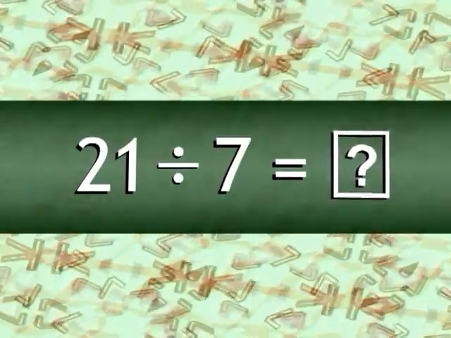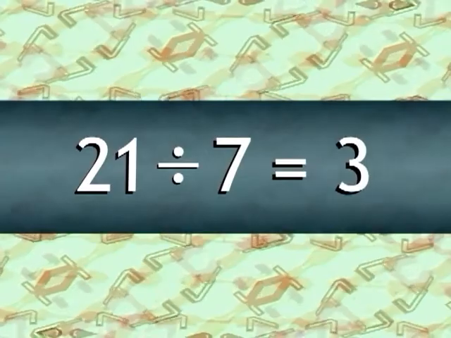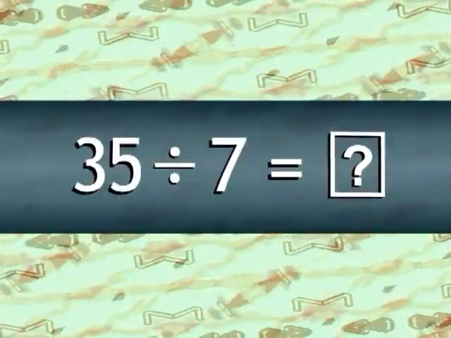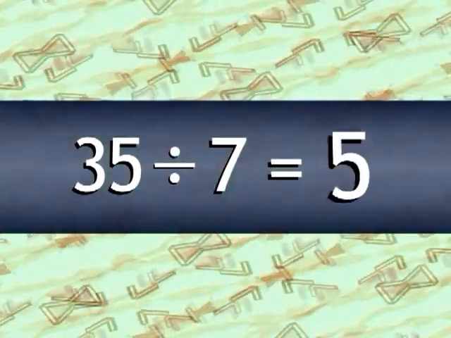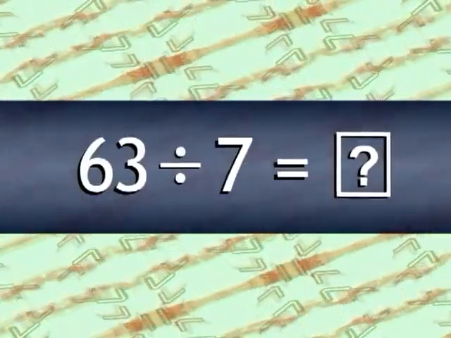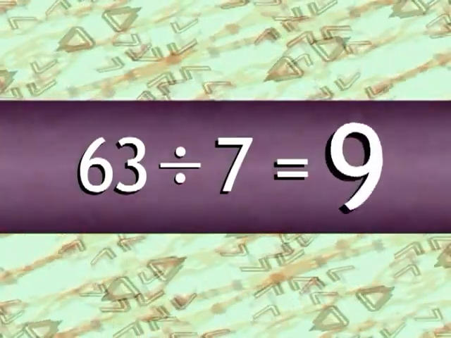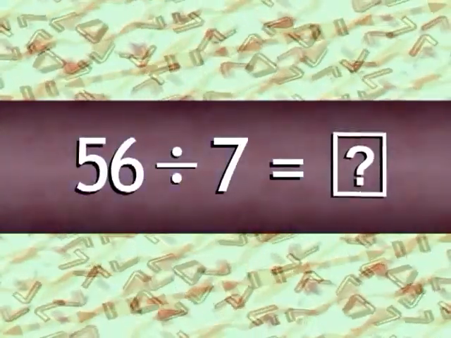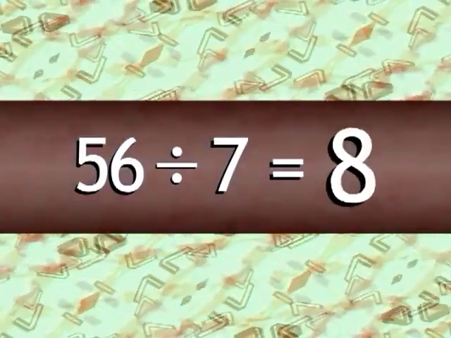21 divided by 7 is 3. 35 divided by 7 is 5. 63 divided by 7 is 9. 56 divided by 7 is 8.